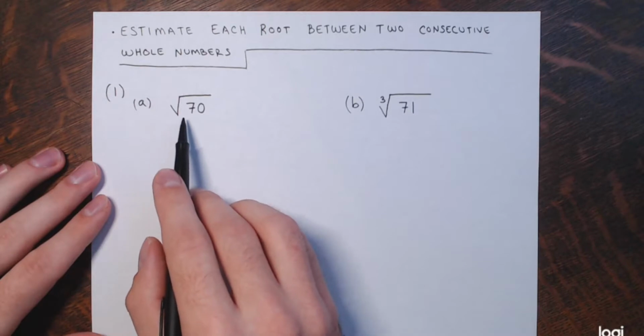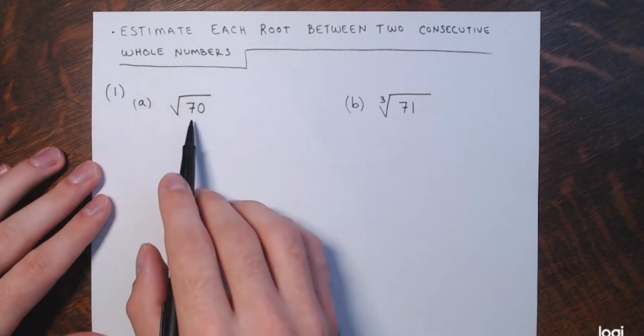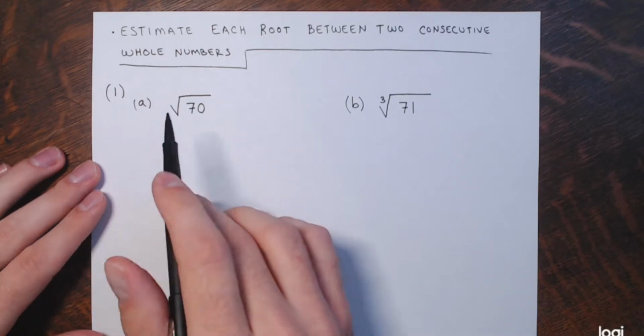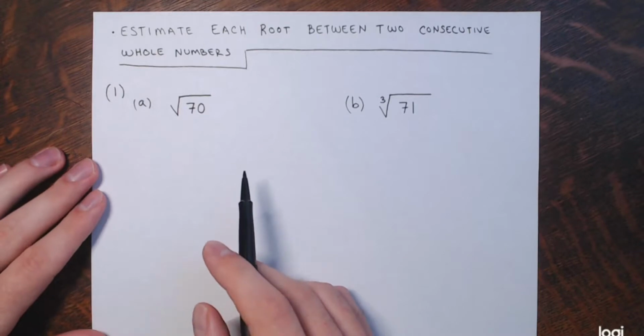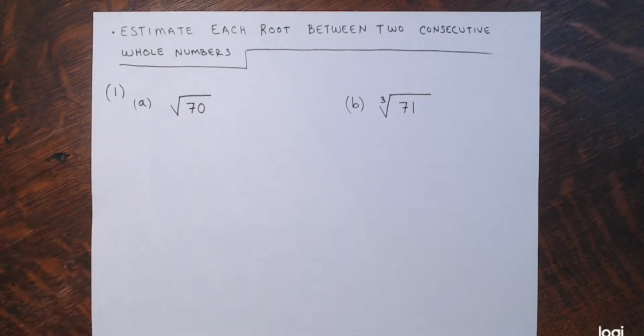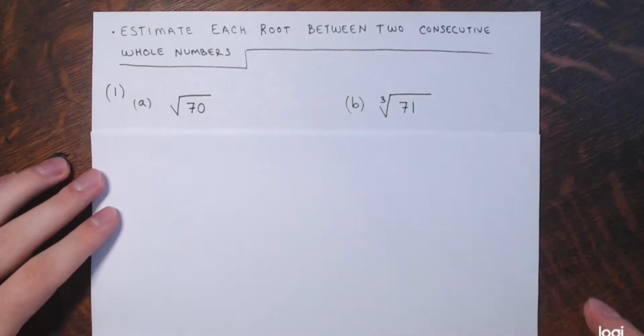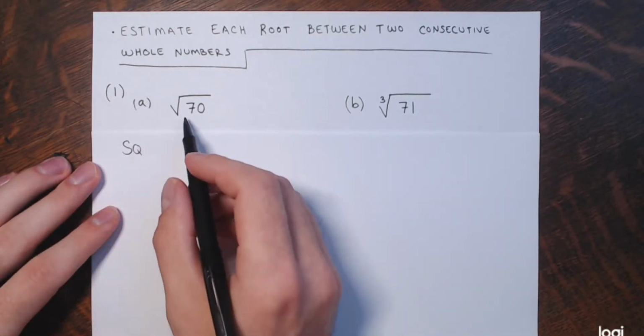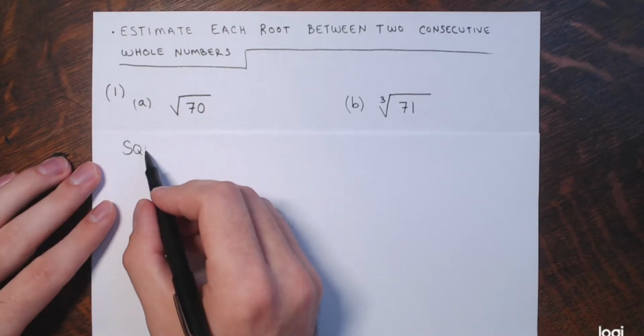So I'm trying to figure out what whole numbers this falls between. Is the square root of 70 between 5 and 6, or between 7 and 8, or 9 and 10? We'll see. In order to answer this, I need to know some squares. This is a square root, so I need to know squares to help me figure out where this square root falls between.